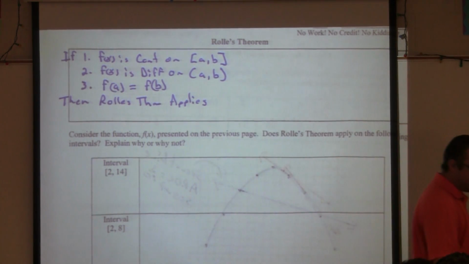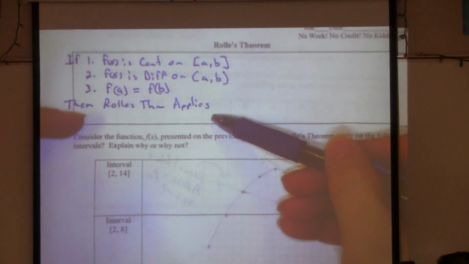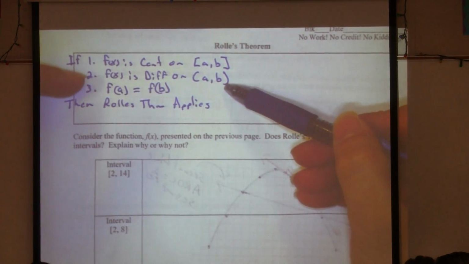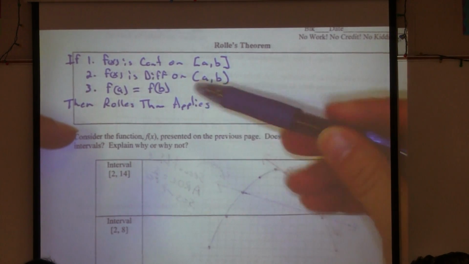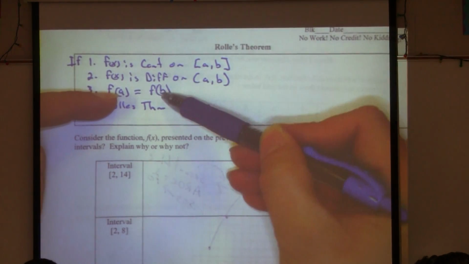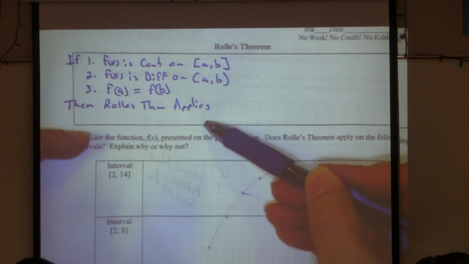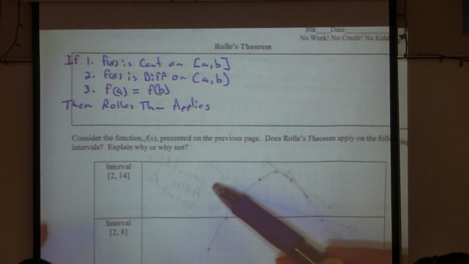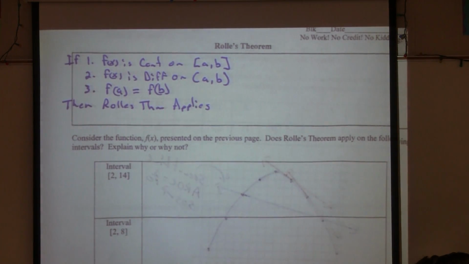Okay? If it's not continuous, I stop. Rolle's theorem does not apply. If it's not differentiable, I stop. Rolle's theorem does not apply. If these two values are not equal, you get to this point and they're not equal, Rolle's theorem does not apply. If you get through all three and they're true, then you say Rolle's theorem applies.